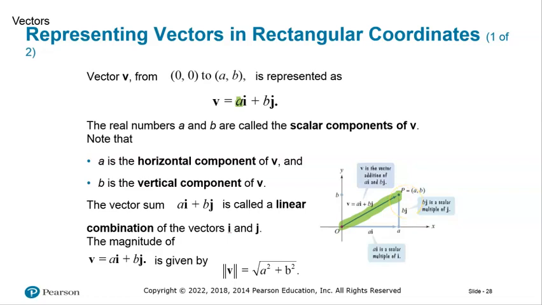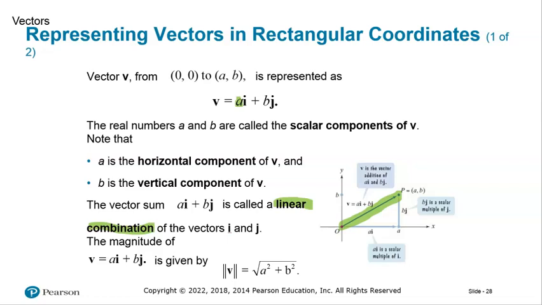Now, this might sound complicated right this minute. Really, it's not, okay? So when we start working problems, this is going to be really easy. You're going to feel really solid about it. So A is called the horizontal component of V, and B is called the vertical component of V. And remember, I is horizontal and J is vertical. And they say the vector sum, AI plus BJ, is called a linear combination. So here's your term, linear combination of the vectors I and J.